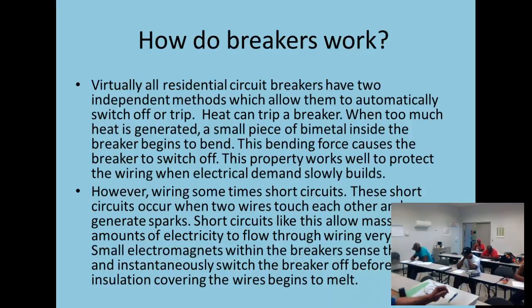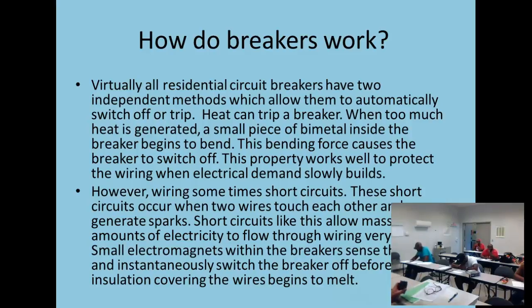Virtually all residential circuit breakers have two independent methods which allow them to automatically switch off or trip. Everybody knows what a trip is? When it trips, it's not in the off position, but kind of in the middle. But it's off. There's no power. That way you can recognize it, instead of wondering, did I leave that off? And you go, no, that's in the middle. And you can't turn it on from the trip position. You have to continue to off, and then you can reset it. But that's what they mean here.